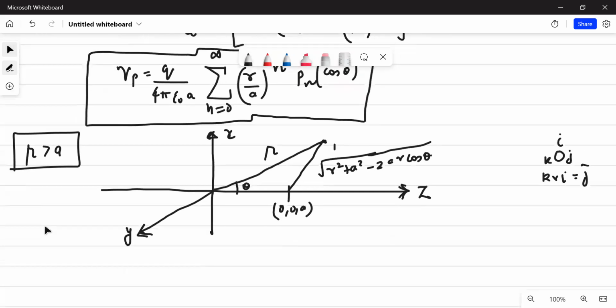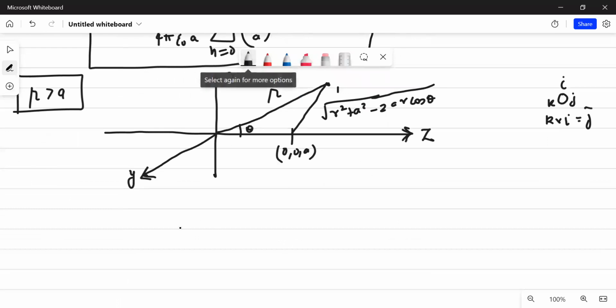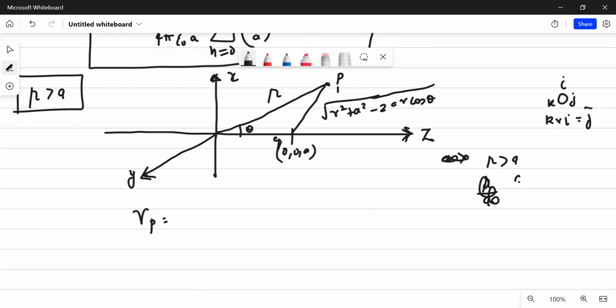So अगर इसको अपन लेके चले, so then what will happen, now potential, इसी को लिख देता हूँ at point p due to this charge q placed at 0, 0, a, because now here you can see that your a is greater than, sorry, now you can see that your r is greater than a. So instead of taking r common, now you should take a, instead of taking a common, now you should take r common. So now a by r, I'll write a by r is less than 1 in this case.